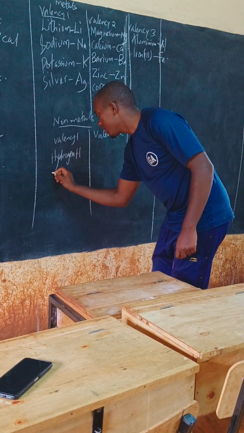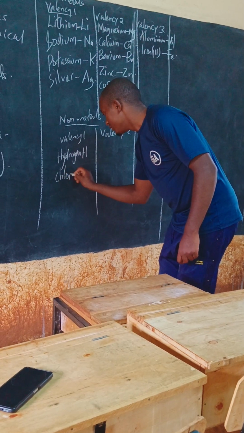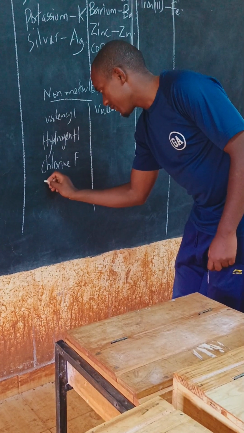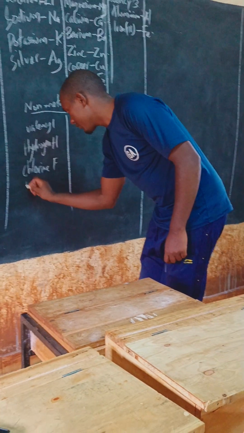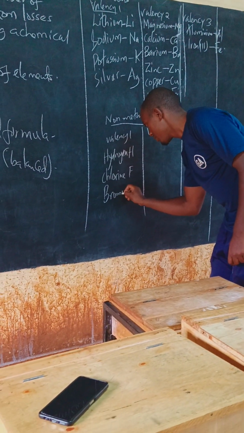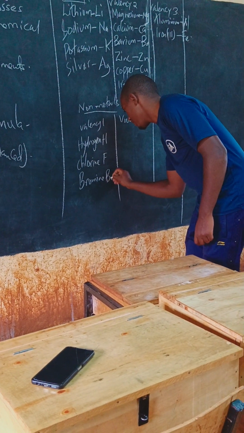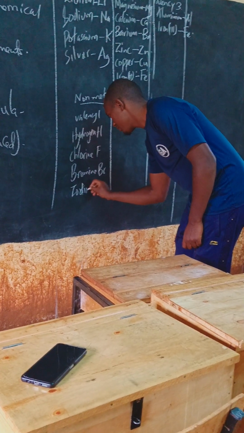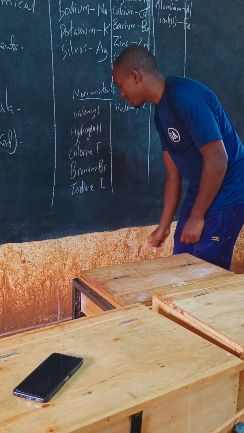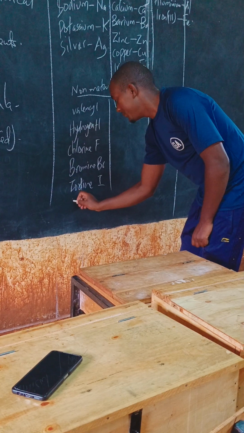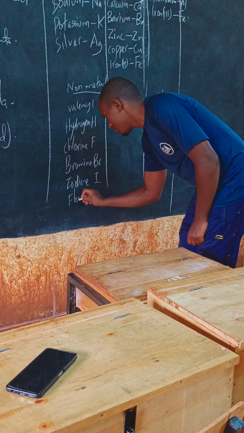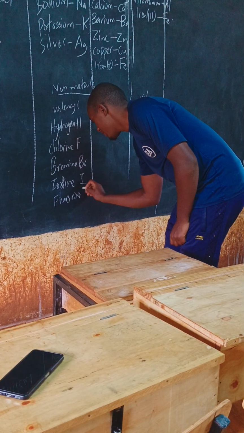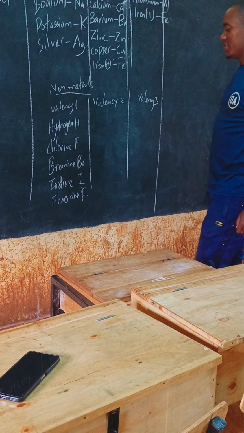We have chlorine, Cl. It gains 1 electron. We have bromine, Br, gains 1 electron. We have iodine, I, gains 1 electron. We have fluorine, F, it gains 1 electron.